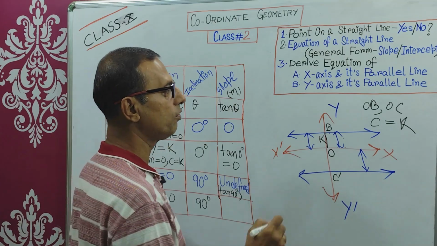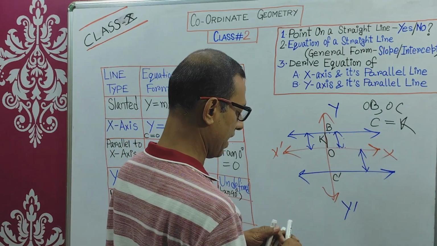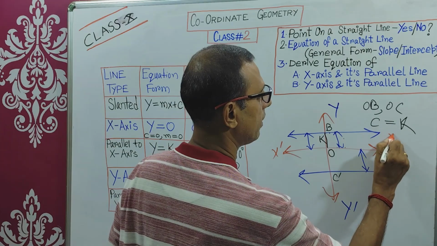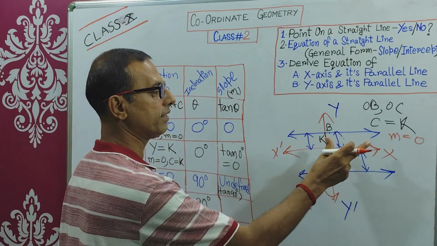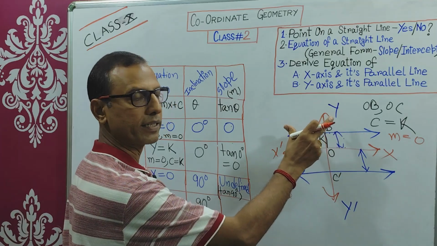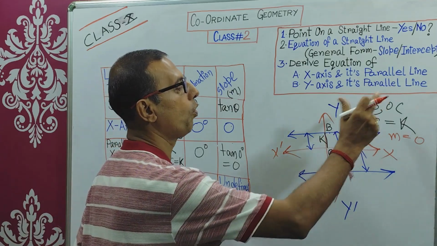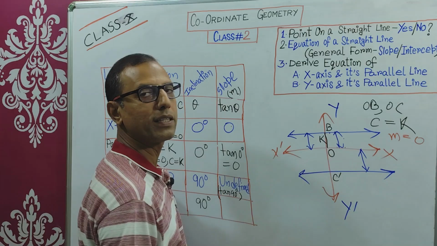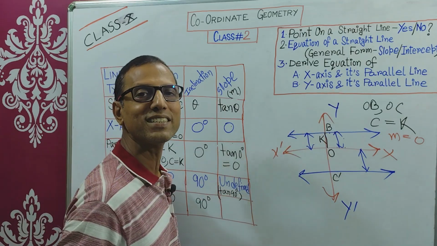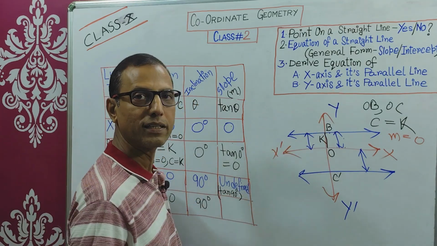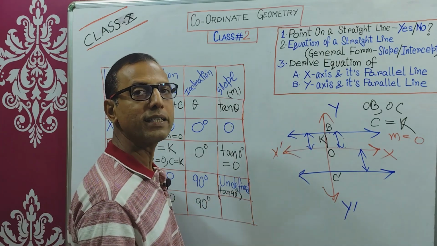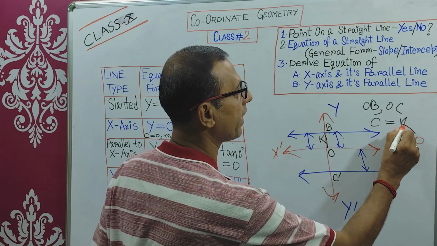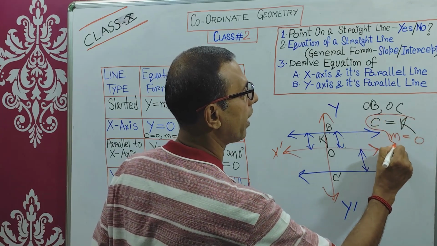And what is the value of m? The value of m equals 0, because whether it is the x-axis or parallel to the x-axis, in both cases there is no inclination with the x-axis because it is not intersecting the x-axis. Therefore the inclination theta is 0 and therefore the slope m equals tan theta is also 0. So therefore c and k, both of these values I got here.